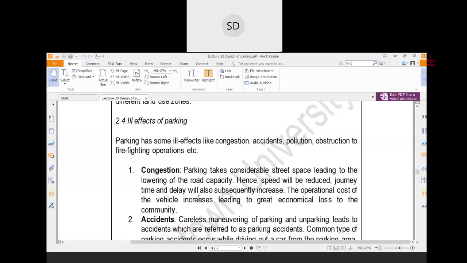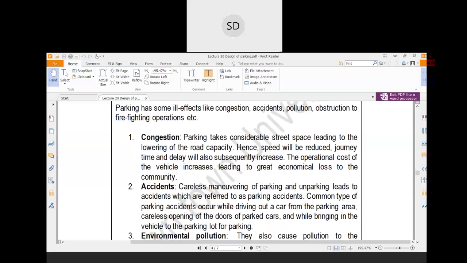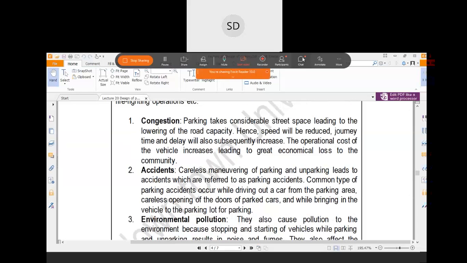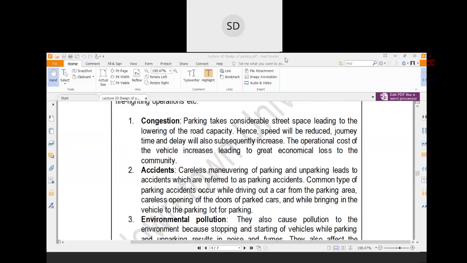Now there are different ill effects or adverse effects of parking. What are these? First one is congestion. Parking takes considerable street space, leading to the lowering of road capacity. You may have seen this in the Narengi area or any other busy marketplace area in Guwahati, where because of the parking of vehicles, the road section is hugely reduced.